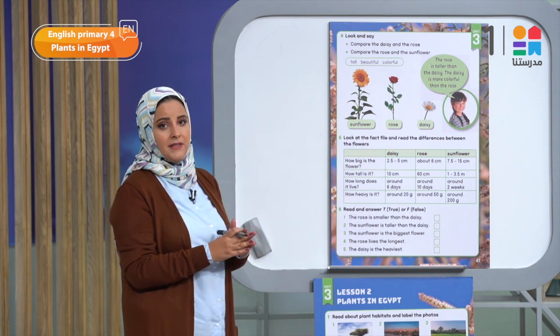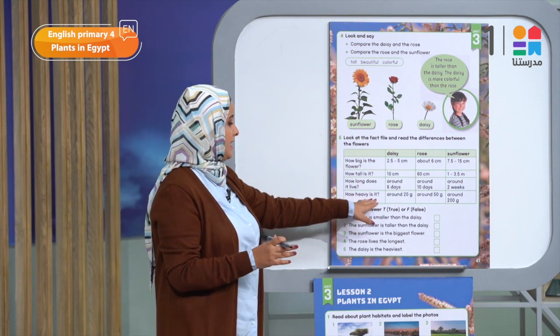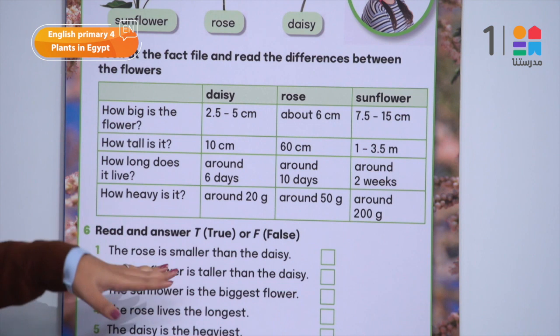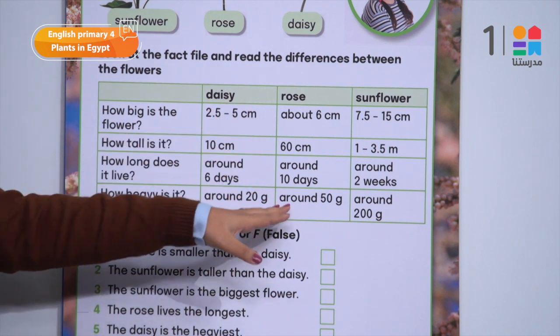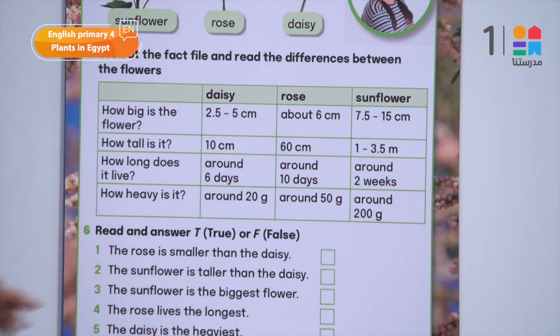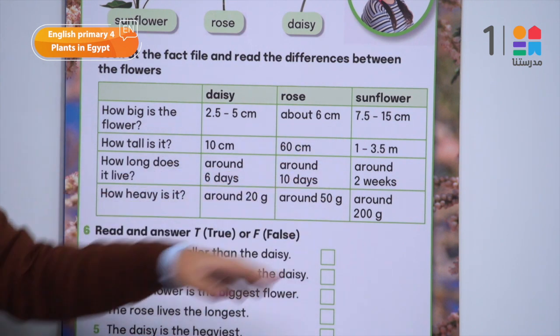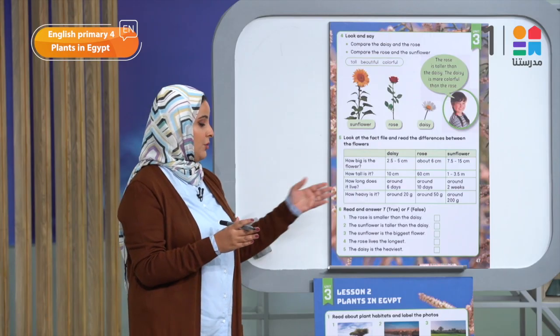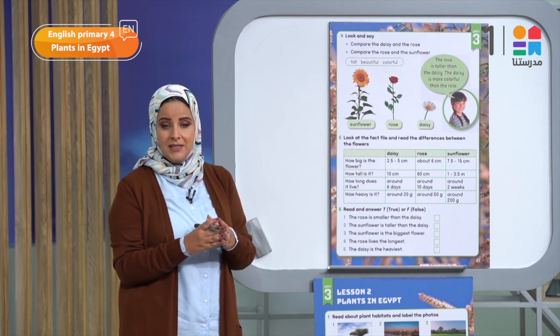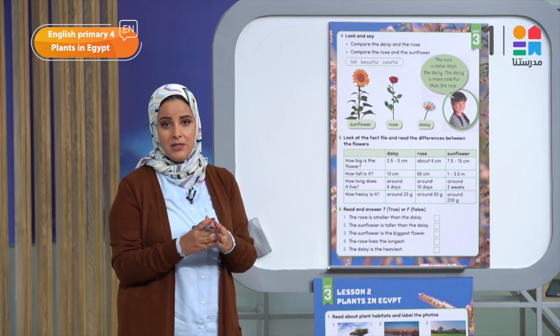The last one in the table. How heavy is it? The daisy, around 20 grams. The rose, around 50 grams. And the sunflower, around 200 grams. Very good. Now, let's go to question number 6, true or false.